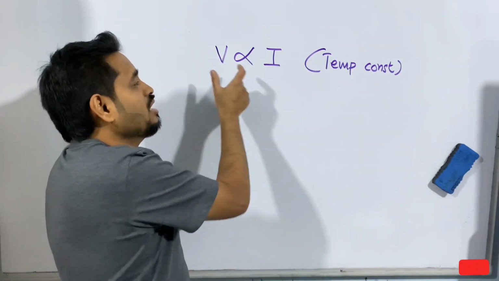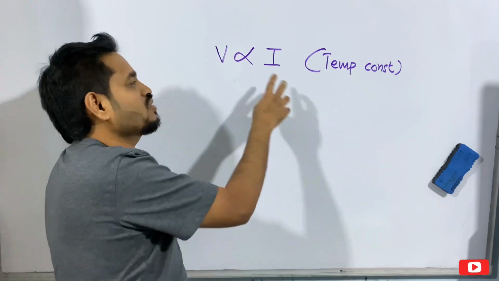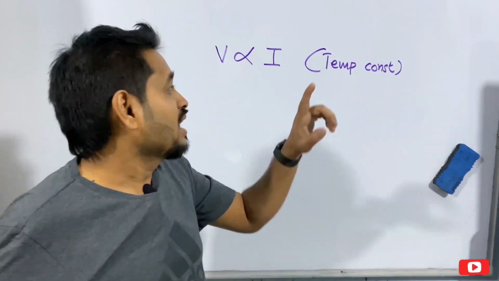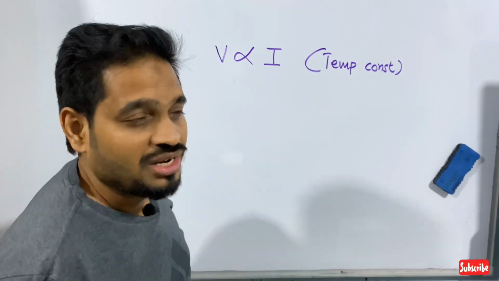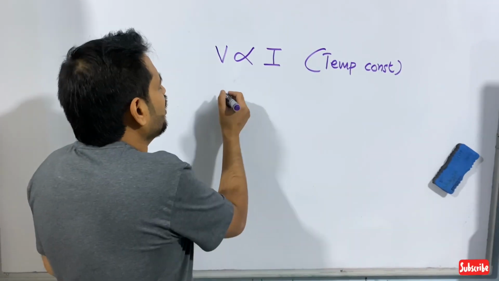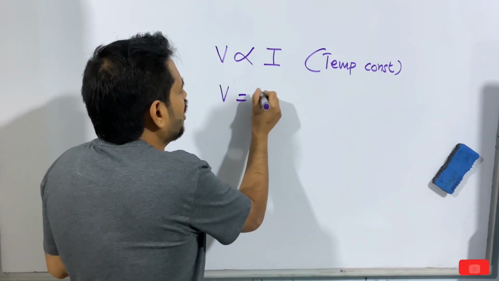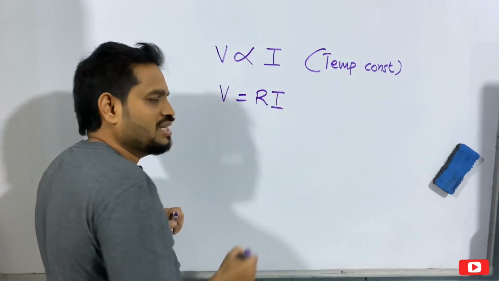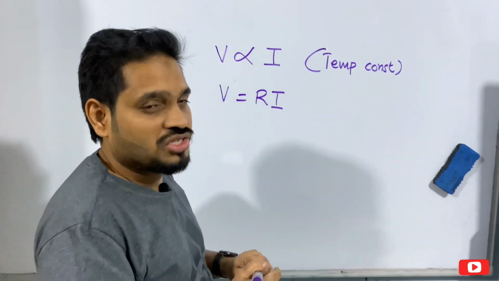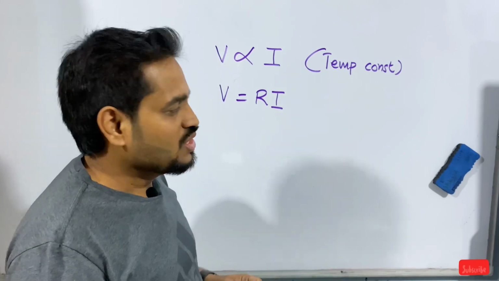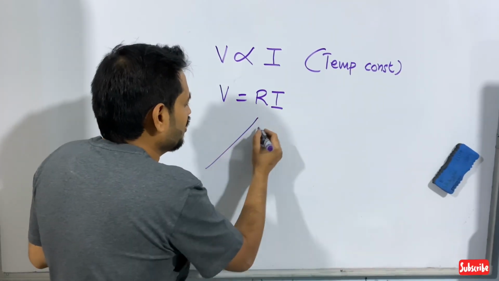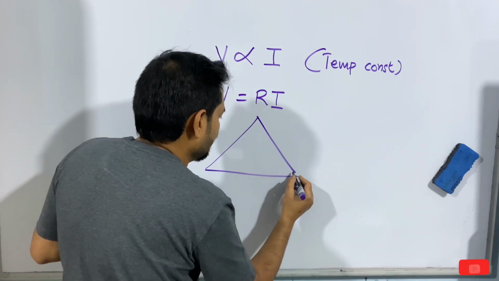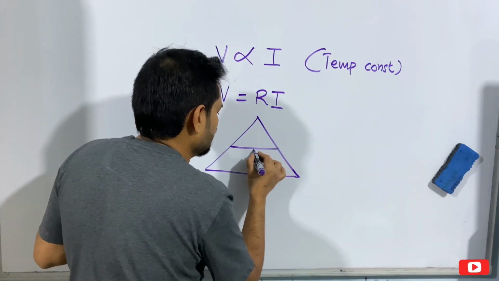So what is it? Potential difference across a conductor is always directly proportional to the current flowing through it, provided temperature remains constant. When we work out this one, we finally come into the formula V is equal to RI, where R is the constant called resistance. So now when we connect these three things, we come into a conclusion like, you can recollect them in a very simple way.